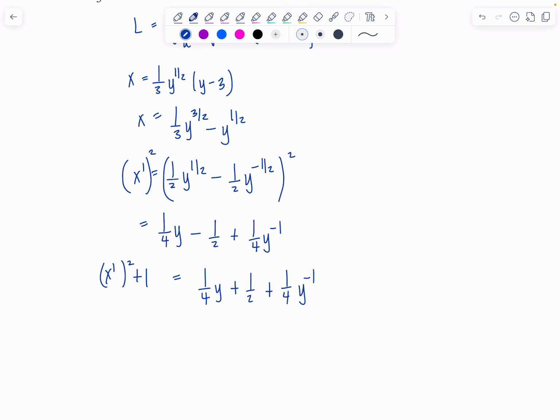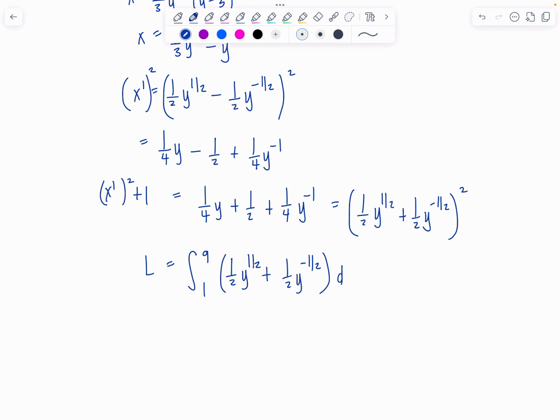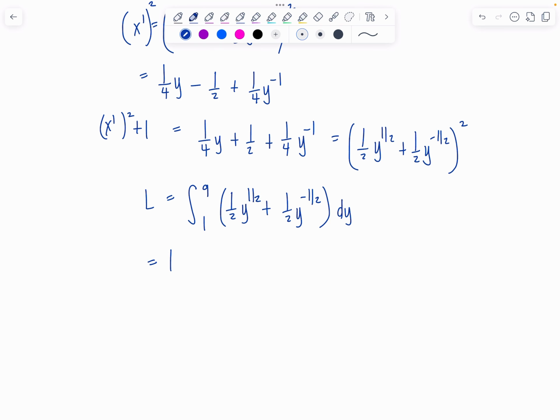And then the clincher to integrating is that you factor this back into 1/2 y to the 1/2 plus 1/2 y to the negative 1/2, like that, squared. So then arc length is going to be the integral, what were the limits? 1 to 9, of 1/2 y to the 1/2 plus 1/2 y to the negative 1/2 dy. I really recommend take that 1/2 out. It'll make integrating so much easier.